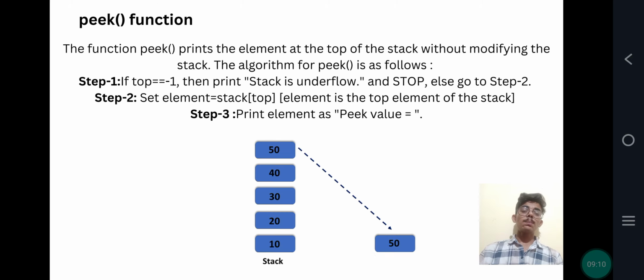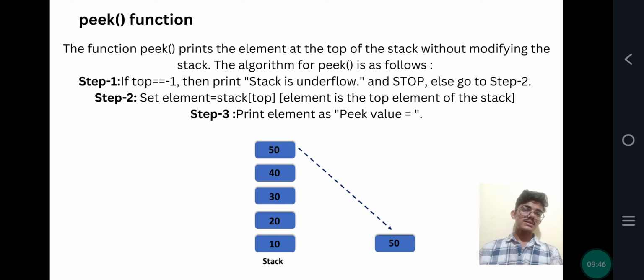Here next, the peek function. The peek function prints the element at the top of the stack without modifying the stack. The algorithm for peek is as follows. Step 1: if top is equal to minus 1, then printf stack is underflow and stop, else go to step 2. Step 2: set element is equal to stack[top]; element is the top element of the stack. Step 3: print element as peek value. Here the peek value is nothing but the top value. The top of the stack is called a peek.